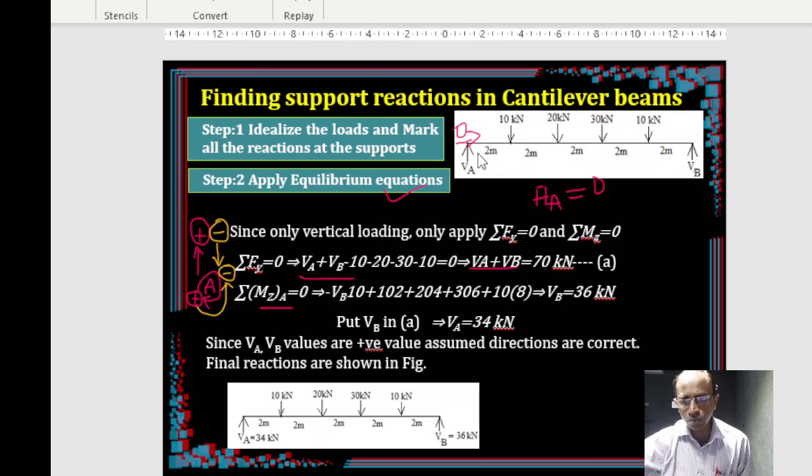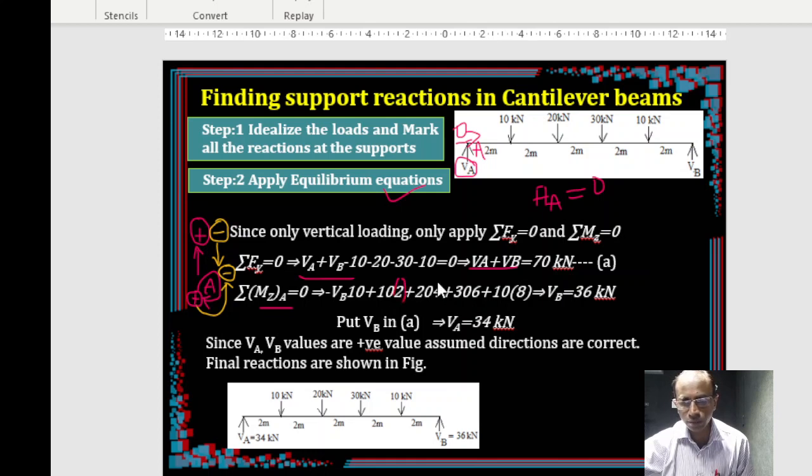So when you take moment at the point A, what are the reactions that contribute to the moment at this point? This reaction will not contribute because it has no perpendicular distance. I am standing here only at A. So bring all the forces towards A, with their perpendicular distances. 10 has a perpendicular distance of 2, 20 has a perpendicular distance of 4, 30 has a perpendicular distance of 6, and 10 again has a perpendicular distance of 8, right? So 10 times 8, 30 times 6, 20 times 4 and 10 times 2. Add it. That's what you have to do.